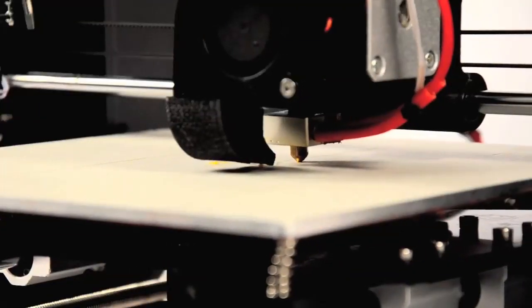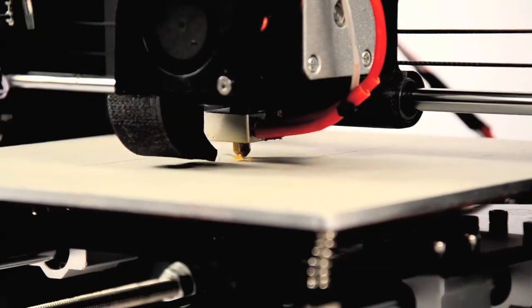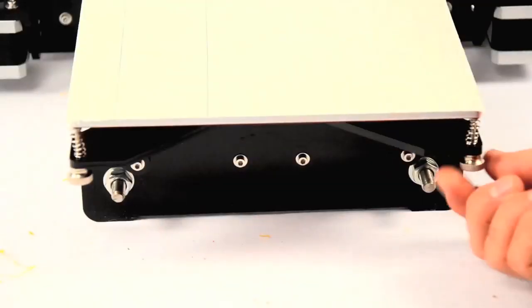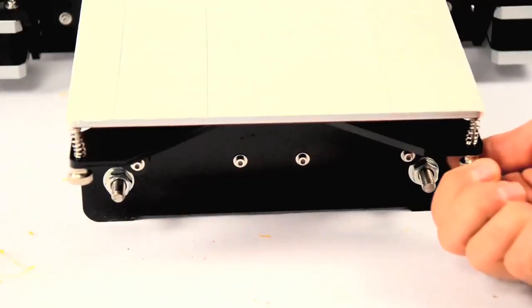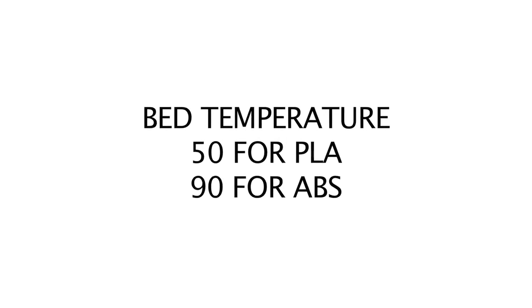If you notice that the filament is not sticking to the surface, it means that the nozzle is still too high. Lower the distance and try again. Be sure to have the bed temperature at least at 50 degrees for PLA plastic and 90 degrees for ABS. Also, be sure to get the extruder temperature to at least 180 degrees for PLA and 240 for ABS.